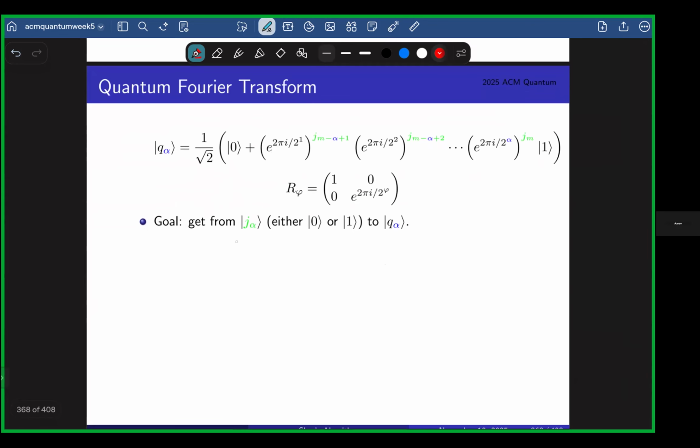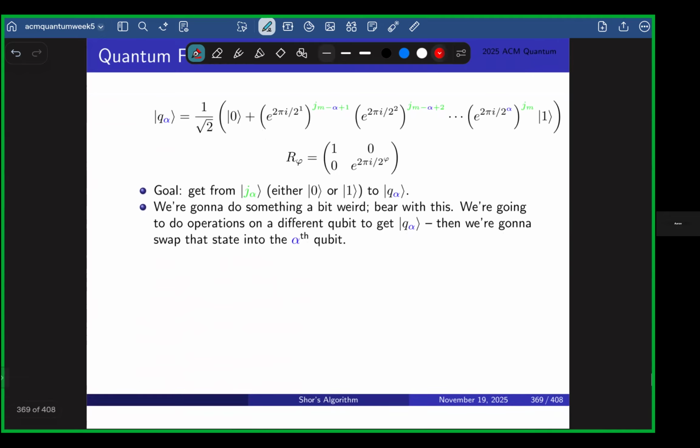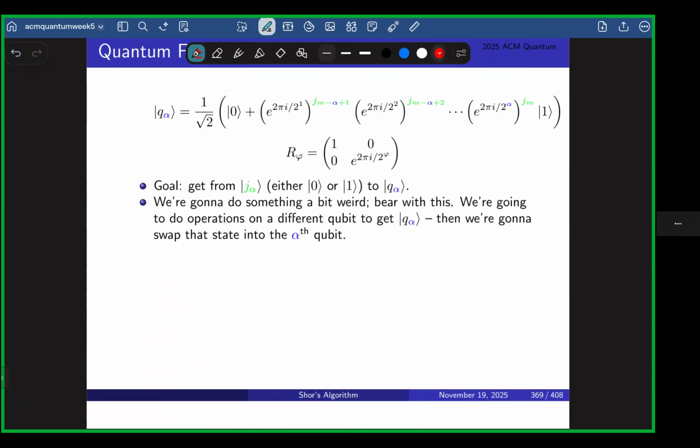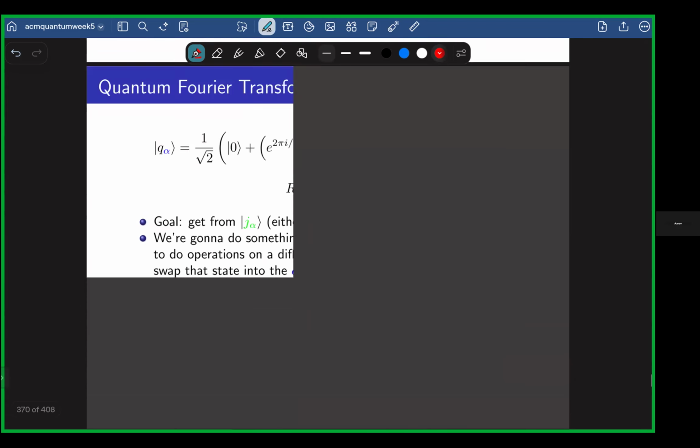The goal is to get from some J alpha, which is either 0 or 1 because it's the bits of theta, to Q alpha. That's what we say Q of T should do. So we're going to do something weird, as if we haven't already. Instead of going from J alpha to Q alpha, we're going to go from J of alpha to Q of something else, and then we're going to swap that Q of something else into the Q alpha register. So just bear with that.